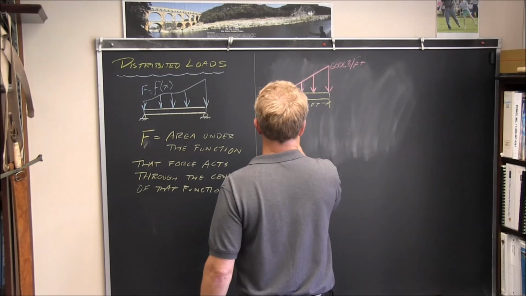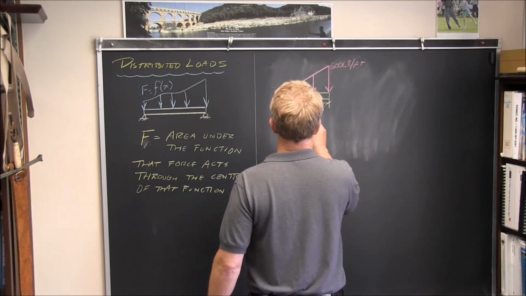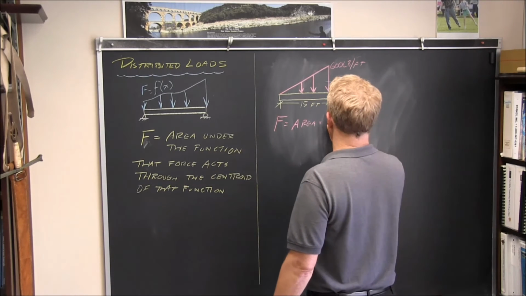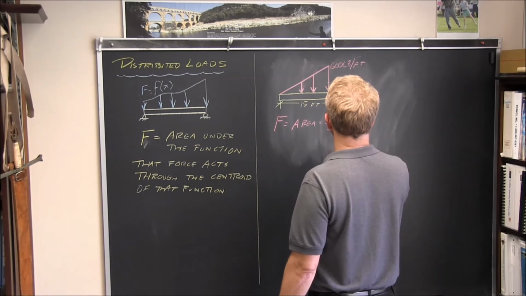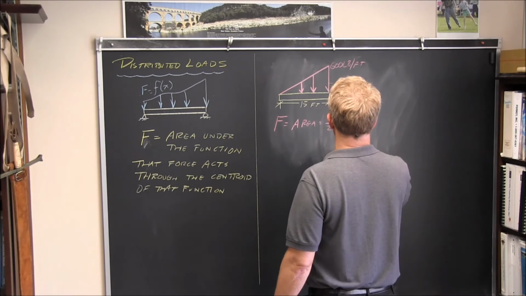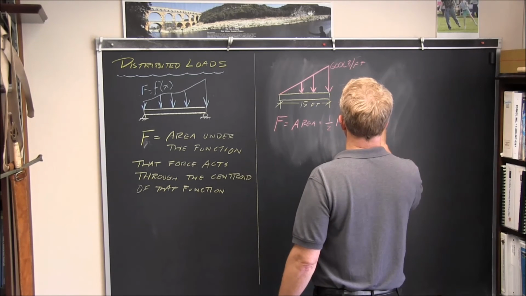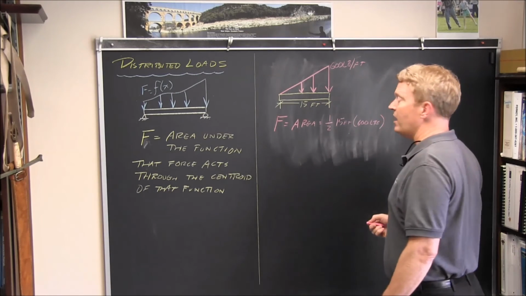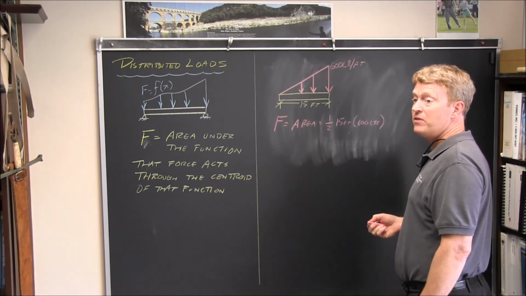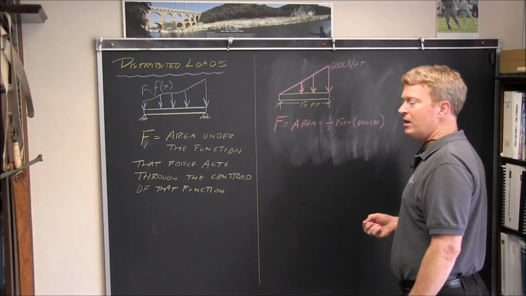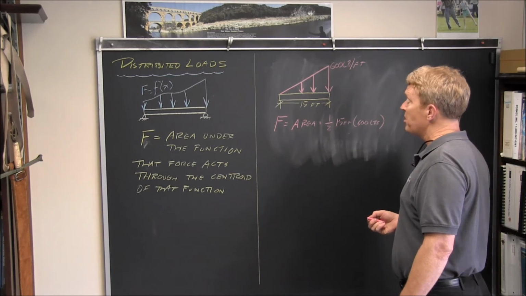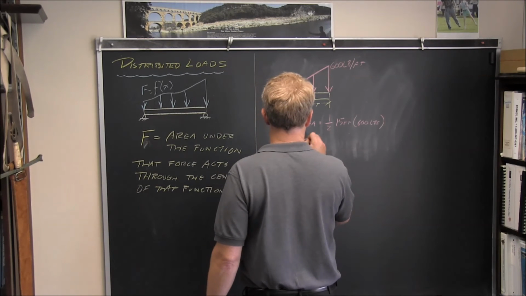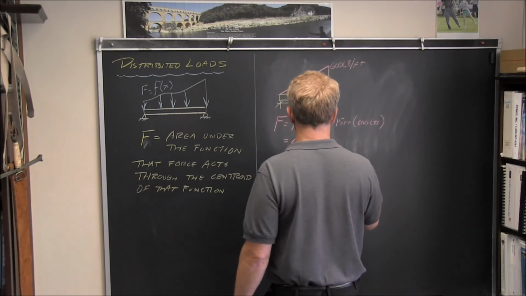That force is equal to the area under the load, which would be the area of a triangle, or 1/2 times 15 feet times 600 pounds. What do we get then? I get 300 times 15, which is 4,500 pounds, or exactly half of what I got in the rectangular case.